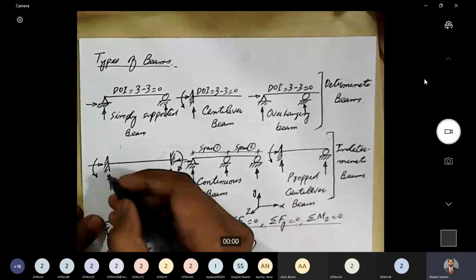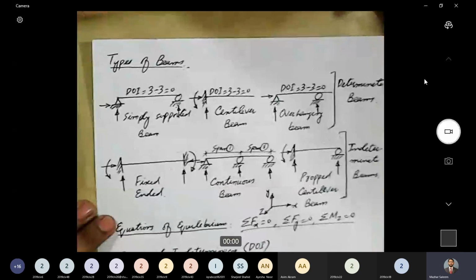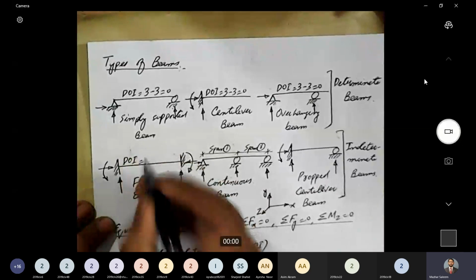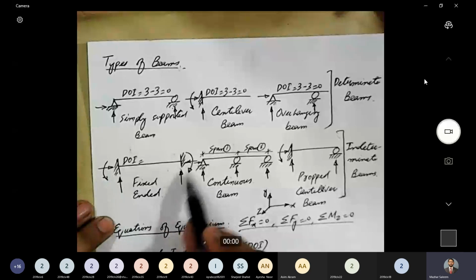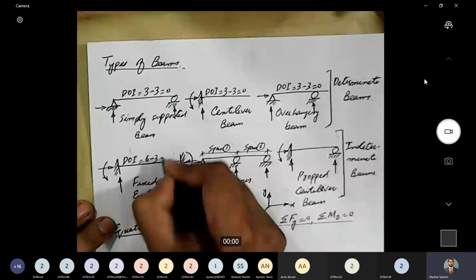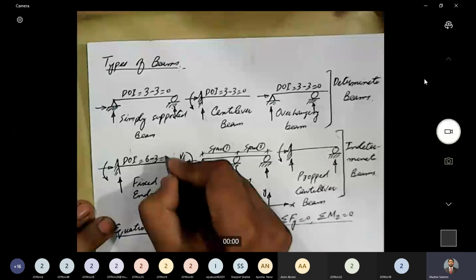What about a fixed ended beam? How many unknowns are there? 1, 2, 3, 4, 5, 6. How many equations are there? 3. So degree of indeterminacy is 3.